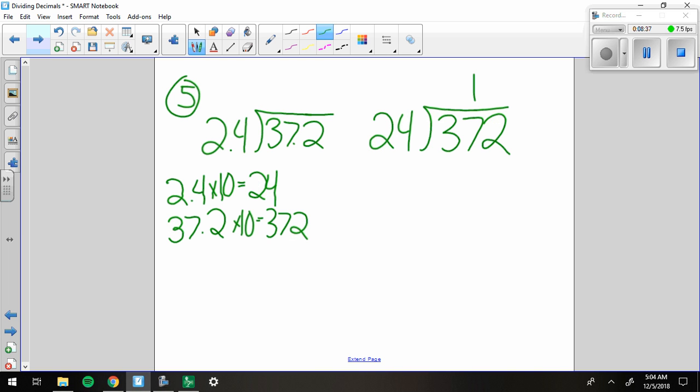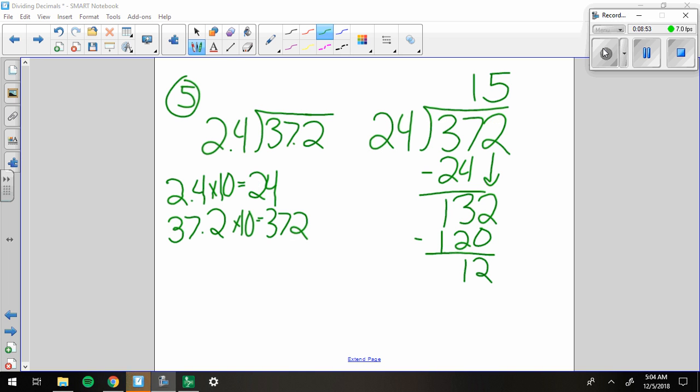24 goes into 37 once. Goes into 132, actually 5 times. And 5 times 24 is 120. Subtract, I have 12 left over. I need to annex a 0. Put my decimal point in, put it right in my quotient as well, bringing it right up. And add a 0. Bring it down. And that goes in 5 times. That's 120. And we're good.